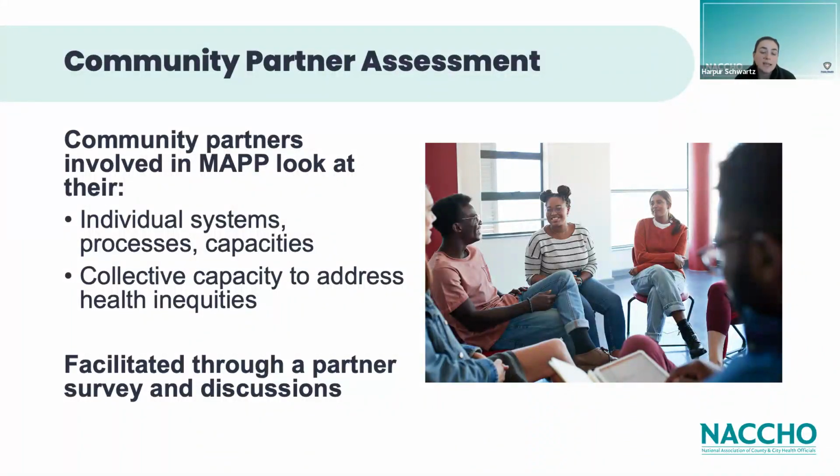So it helps to answer also the following questions, including what capacity, skills, and strengths does each organization involved in MAPP bring that can contribute to improving community health and advancing the MAPP goals? Who is involved in MAPP? And who else needs to be involved? So the CPA includes a survey of partners and a short series of meetings to discuss the findings and also opportunities to improve the local public health system.